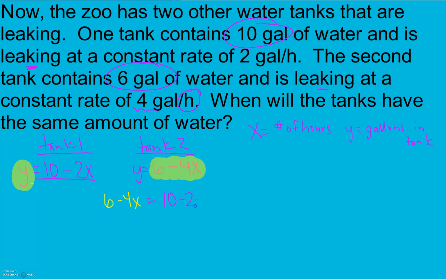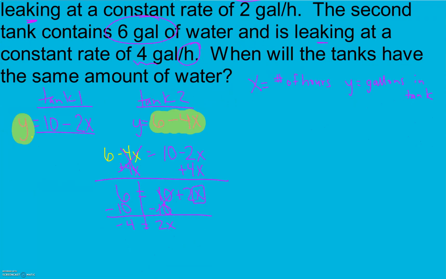Equals 10 minus 2x. I need to get all my variables together on one side, so I'm going to add 4x to go from negative 4 to 0. And whatever I do to one side, I've got to do to both. I have 6 equals 10 plus 2x. I'm going to subtract 10 because now that I have all my variables together on this side, I'm going to move everything else to the other side. 10 minus 10 is how I get to 0. I have negative 4 equals 2x. And to get my x by itself, I'm going to divide by 2. So x equals negative 2 hours.